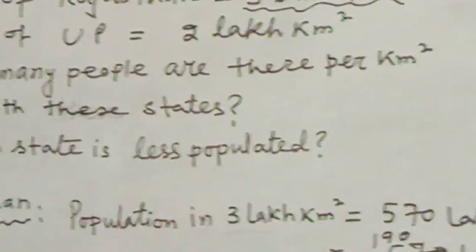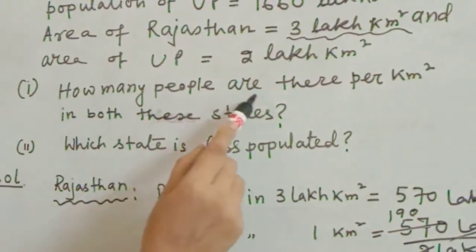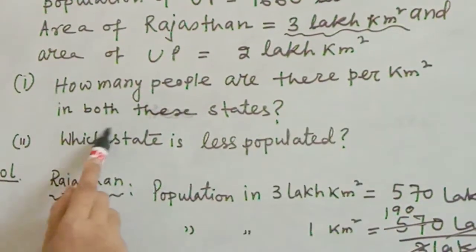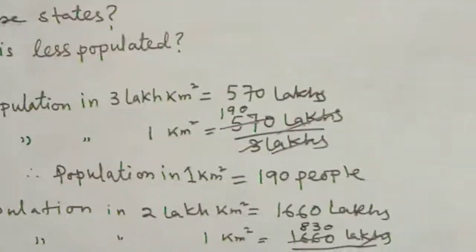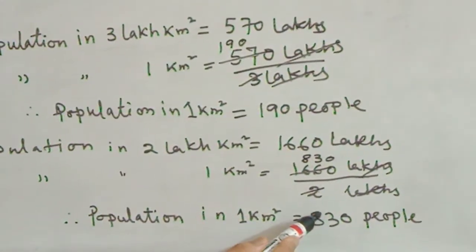That means the first question is answered. We have found how many people are there per kilometer square in both these states. In Rajasthan it is 190 people and in UP it is 830 people.